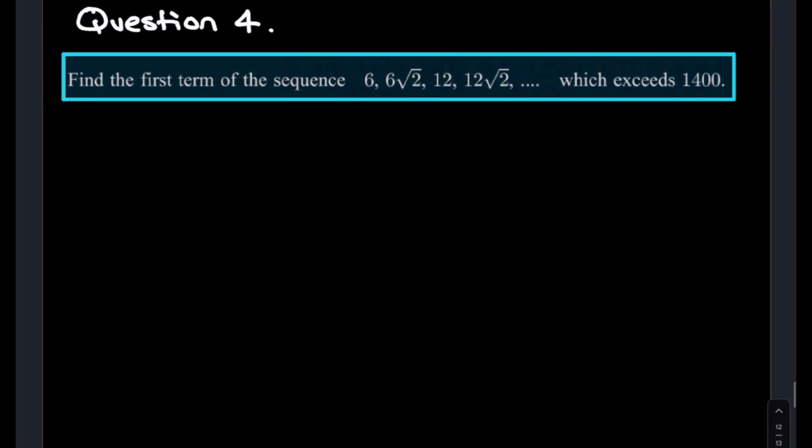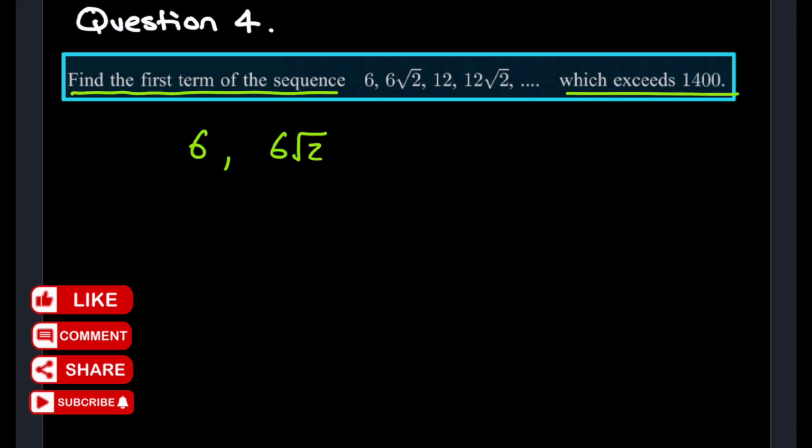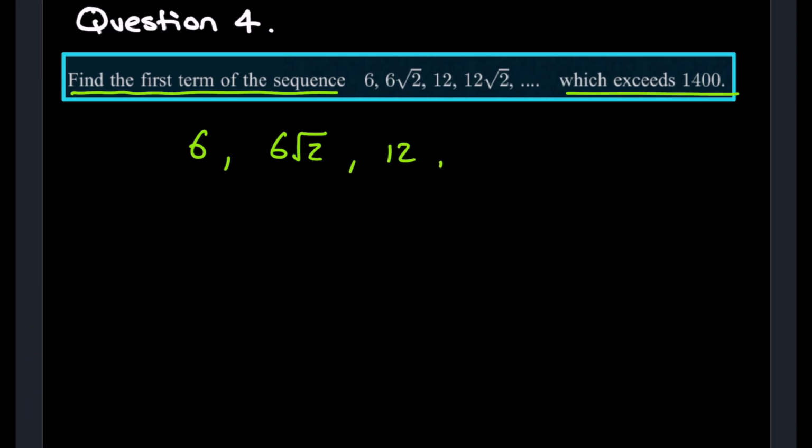Okay, on to question 4, and this one is a slightly different approach. We're actually going to need our graphical calculator or some kind of calculator at the end here, because it makes it a little bit tricky when they ask us this style of question. Find the first term of the sequence which exceeds the value 1,400. So this sequence is growing. Going 6, then it's 6 times root 2, and then it's 12, and then it's 12 root 2.